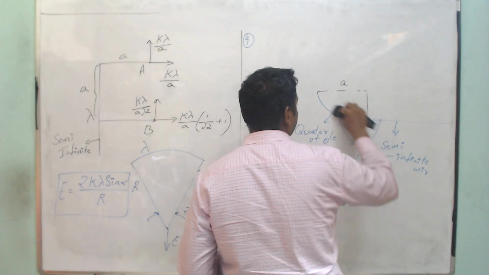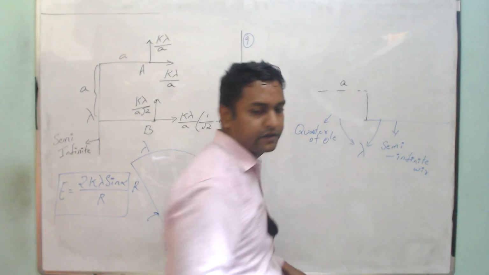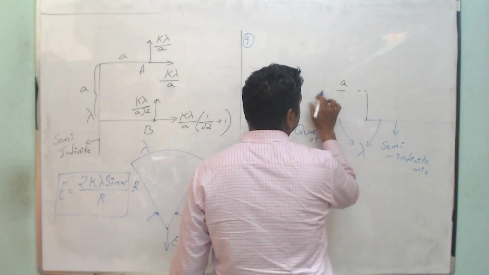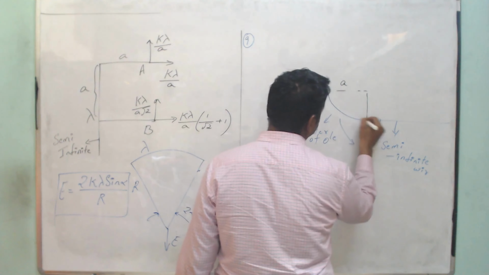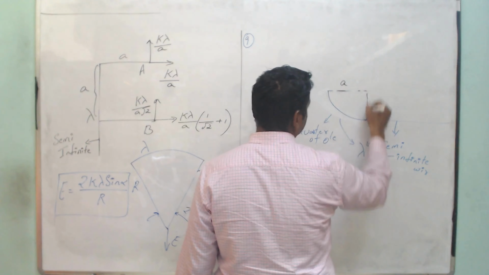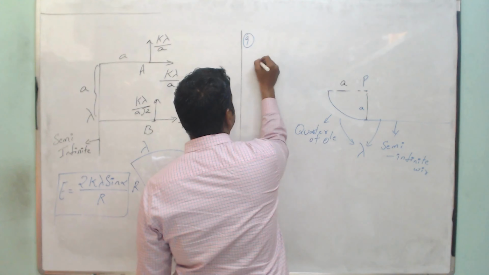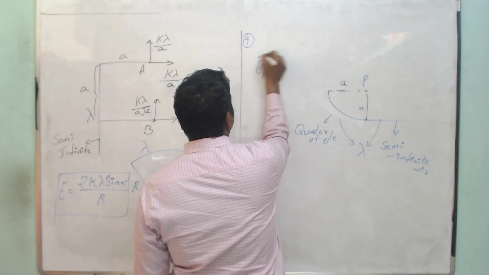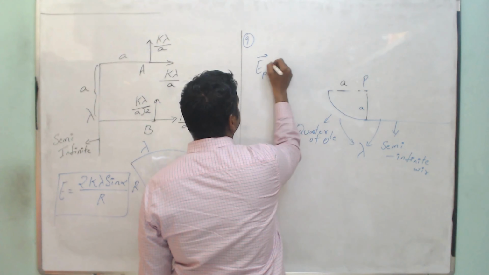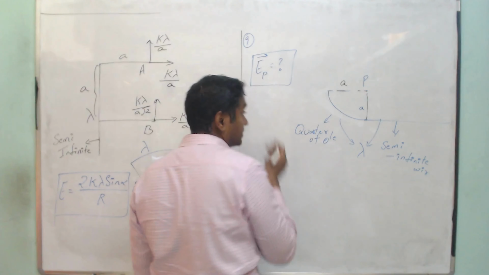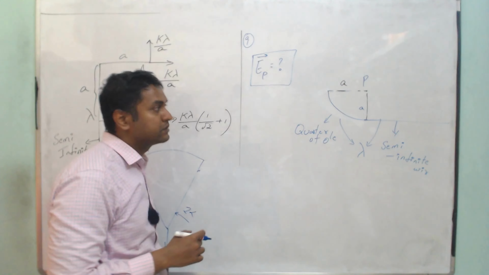We need to find the electric field at the center. So let us say this is my quarter of a circle. The radius is A. Let's say this point is P. So find the electric field at point P in terms of I cap and J cap, due to both the quarter of a circle and also the semi-infinite wire.